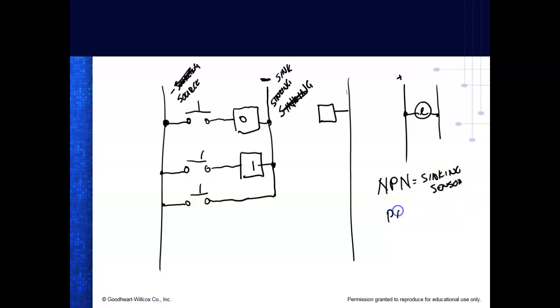And a PNP sensor, this is sourcing. That means if my PLC is hooked up like this and I buy a sinking sensor and hook it up to a sinking input, it's not going to work, right? You understand that? So if I've got a sinking input, then all my sensors are going to have to be sourcing, and this is just something you have to know about.